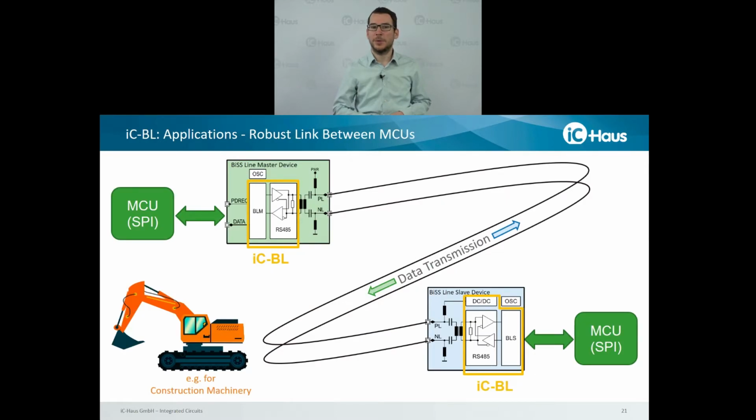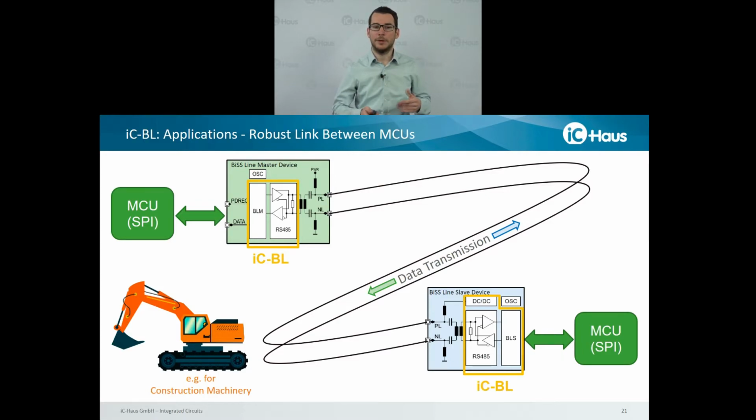In my third setup, I have established a robust link between two microcontroller units. On the left side, you can see one microcontroller unit connected to the BiSS Line master, and on the right side, a microcontroller unit connected to the BiSS Line slave.